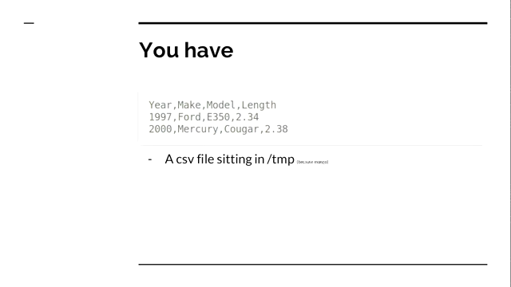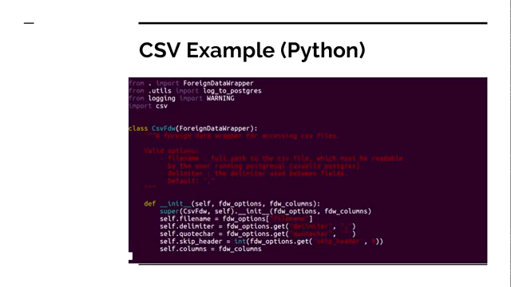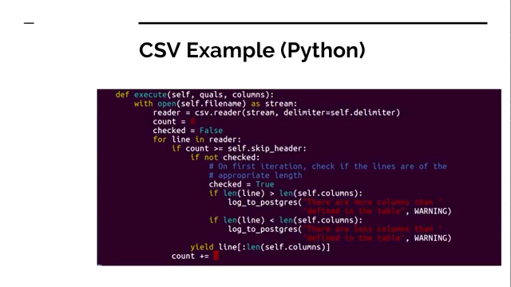So let's say you have something like this, right? You have a CSV file. It's stored somewhere in temp. Why? Because Mongo. Let's look at Python. So you just have to instantiate the foreign data wrapper class. You have your options over here, and then you have your columns over there. Then you have your execute method, which takes in your quals, your columns, and it yields on the line. Right, so you can have something else if you're parsing and logic and all sorts of things.